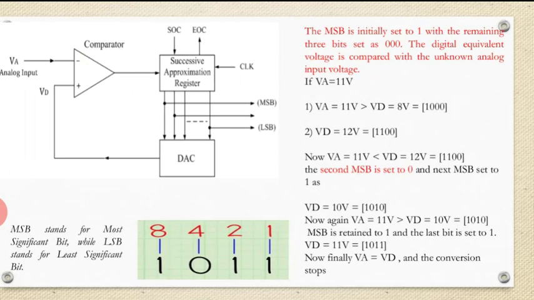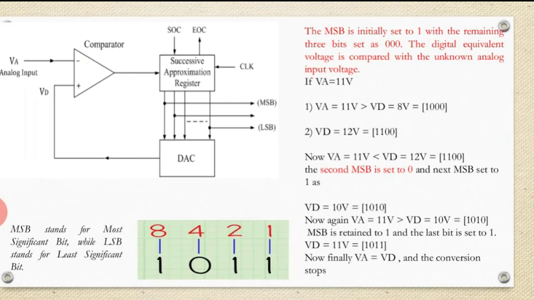Now again it checks VD against the VA analog voltage. 10 volt is less than 11 volt. Hence the third bit is kept as it is, 1, and the next bit is set high, meaning 1. So now the value becomes 1011. Finally, 1011 is nothing but 11 volt. Now VA equals VD, so the conversion stops. So here the analog is converted into digital form.